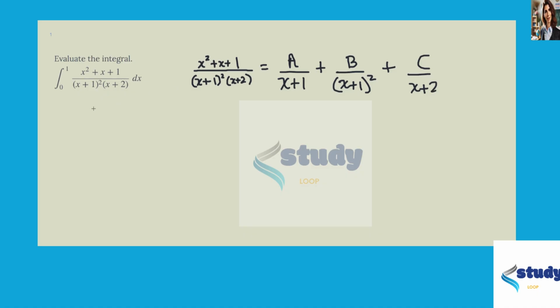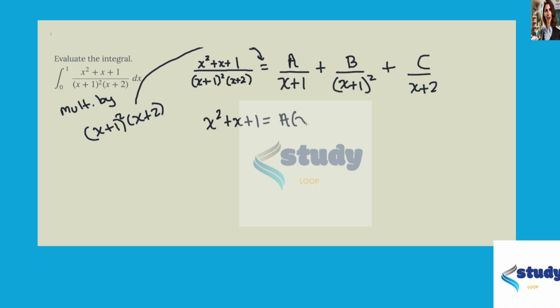And now let's go ahead and multiply both sides of this equation by the denominator, (x plus 1) squared times (x plus 2). So on the left-hand side, we're just left with the numerator. But on the right-hand side, we have A times (x plus 1) times (x plus 2) plus B times (x plus 2) plus C times (x plus 1) squared.